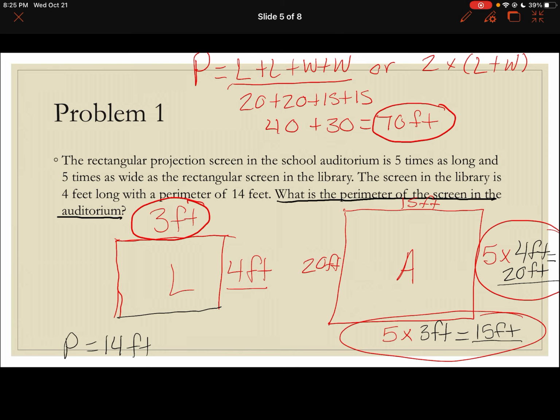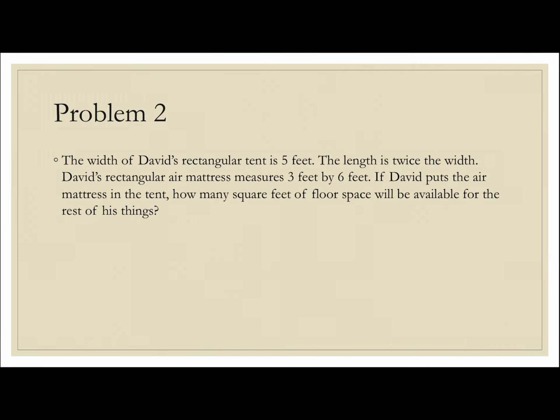All right, let's look at problem number 2. Problem number 2 states the width of David's rectangular tent is 5 feet. The length is twice the width. David's rectangular air mattress measures 3 feet by 6 feet. If David puts the air mattress in the tent, how many square feet of floor space will be available for the rest of his things?